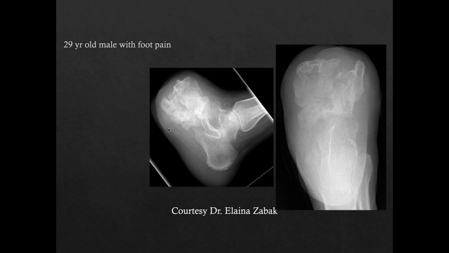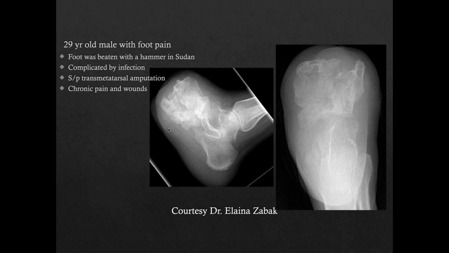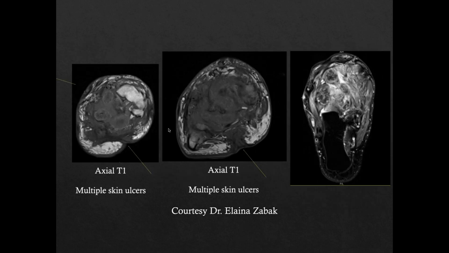Okay. So a 29-year-old male with foot pain, starting at the area of the navicular and extending distally. I do not see a normal foot. I don't know if this patient has had prior amputation and infection. Yeah, it looks like status post transmetatarsal amputation and chronic pain and wounds. There's a lot of erosions also, I think, of whatever's left of the midfoot, which may be from prior infection and or a current infection.